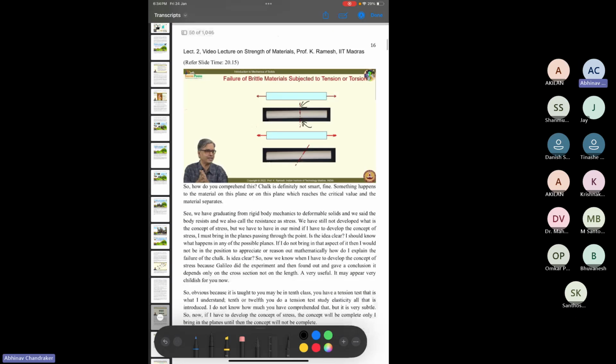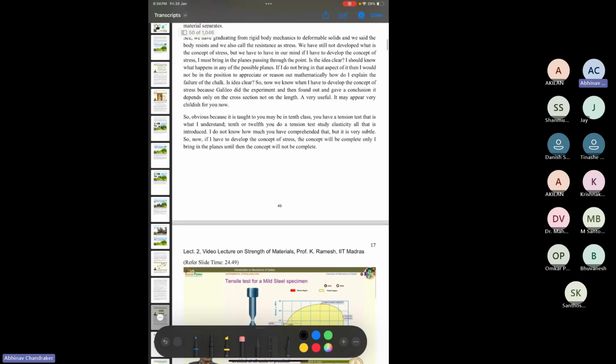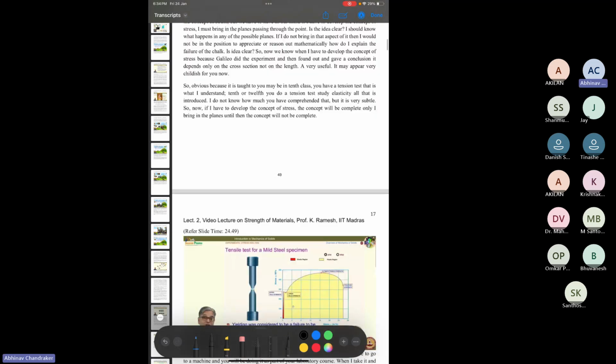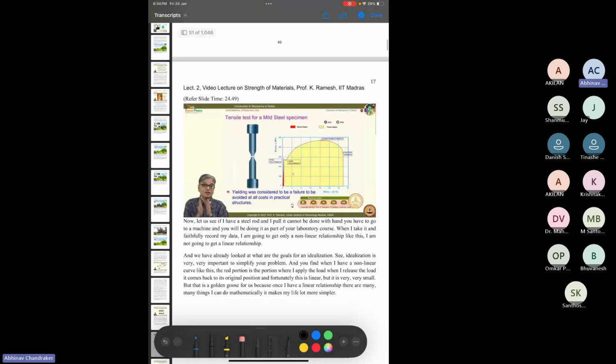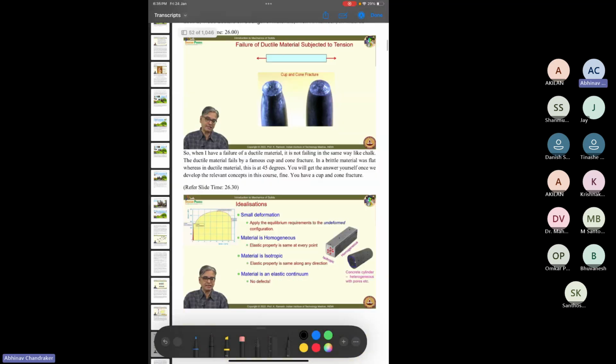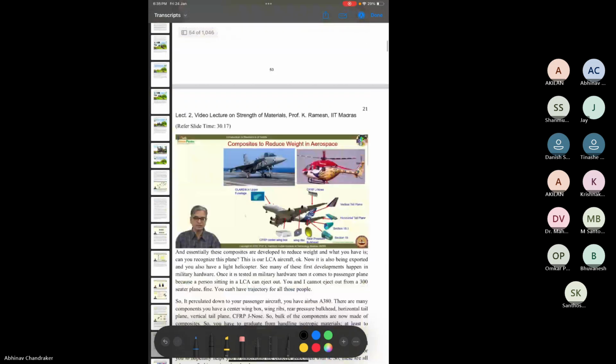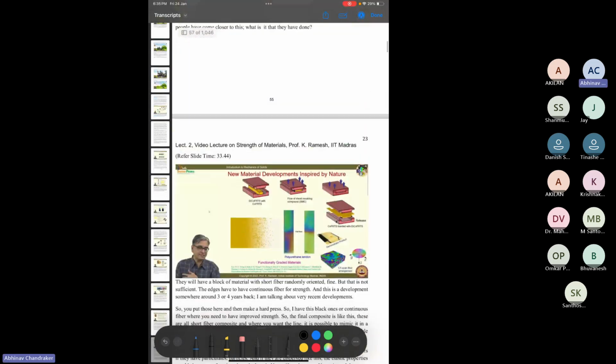While in ductile materials, you will more likely see a cup and cone feature, which we'll also see in the next slide, which is at about 45 degrees from the surface of the material. And why that happens, we'll also understand over the subsequent lectures. Here also a picture of that has been shown, a cup and cone fracture for ductile material.